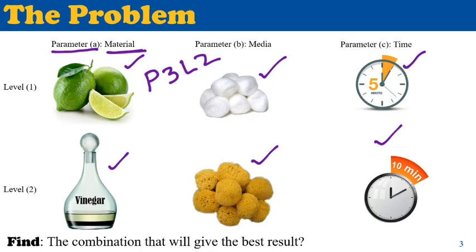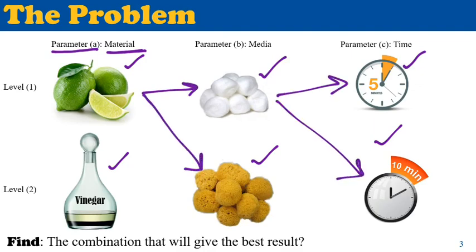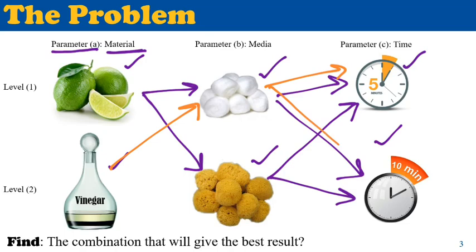So for example, we can run tests starting with lemon, and then cotton. For cotton, I can do again 2, and then for sponge, from here to here again, for sponge I can do 5 minutes, 10 minutes, and then again we have to run the tests for vinegar. From vinegar you can go to cotton. Let me use a different color so it may be easy to see. Okay, so if I again start with vinegar, I can do vinegar with cotton, and then from cotton again 5 minutes, 10 minutes. I can again do vinegar to sponge, from sponge again 5 minutes, 10 minutes.